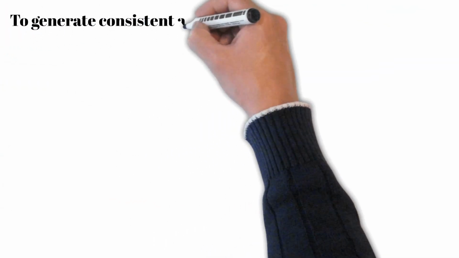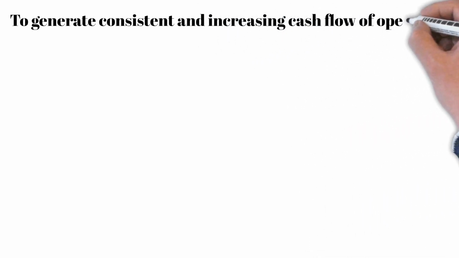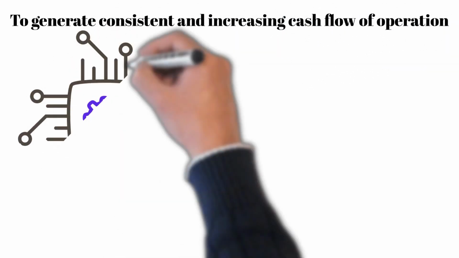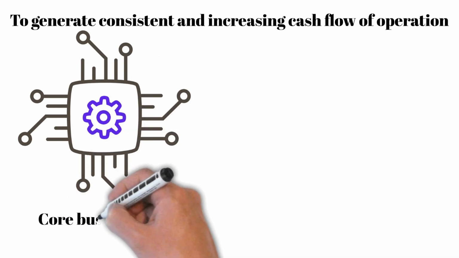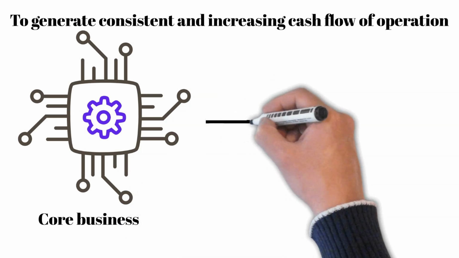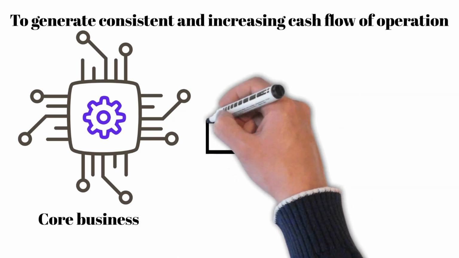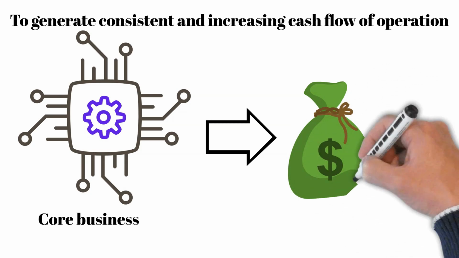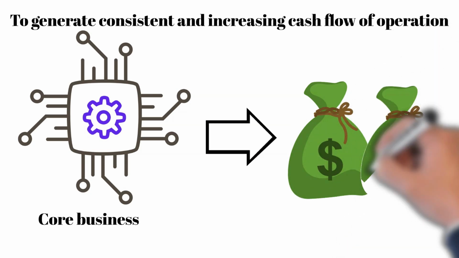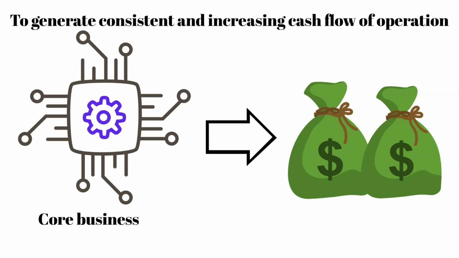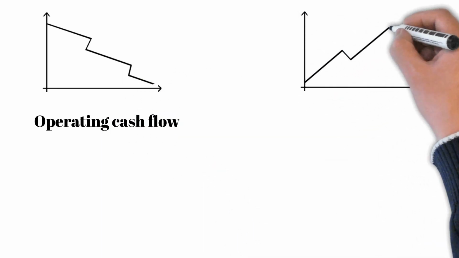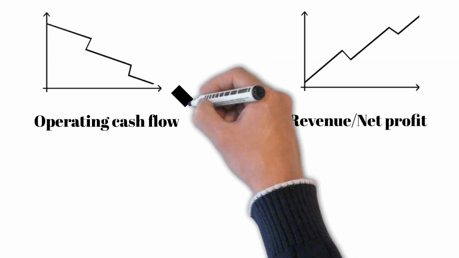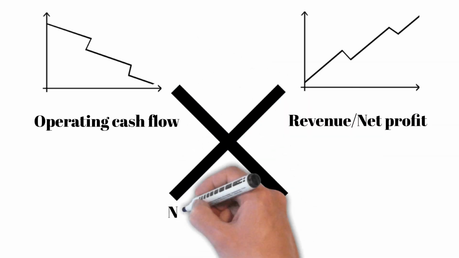Third, consistent and increasing cash flow of operation. Cash flow of operation is very important. It indicates the amount of money a company brings in from its ongoing regular core business activities, such as the advertisement business for Alphabet. When a company shows a reduced or negative cash flow of operation, even if revenue and net profit are increasing, it is not sustainable, as the company is not generating the money through its core business.